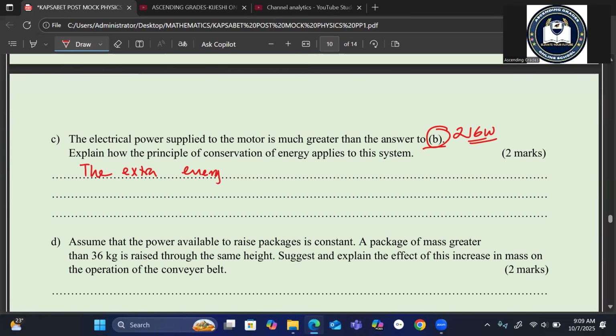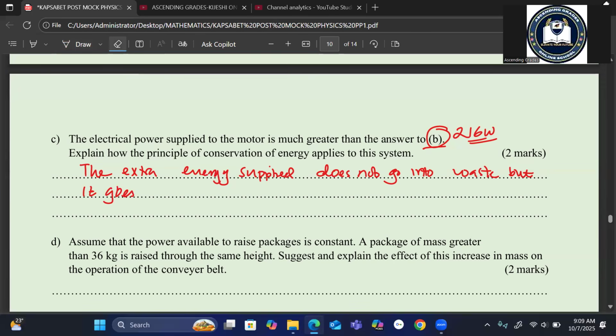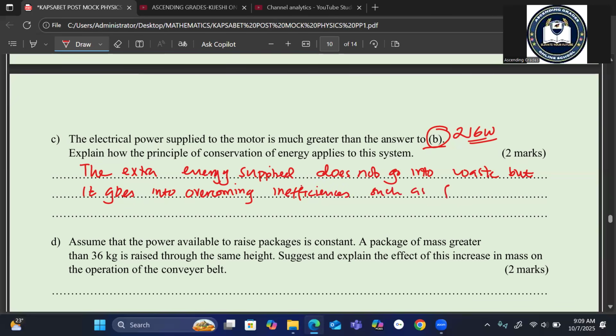Therefore, I can say the extra energy supplied does not go into waste, but it goes into overcoming inefficiencies such as friction and heat losses.